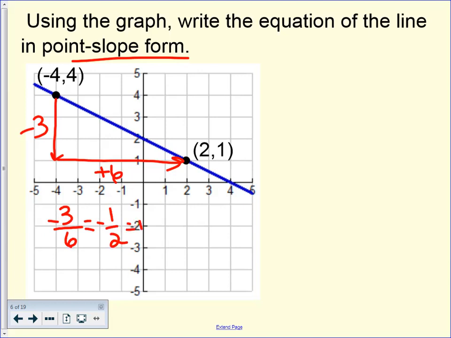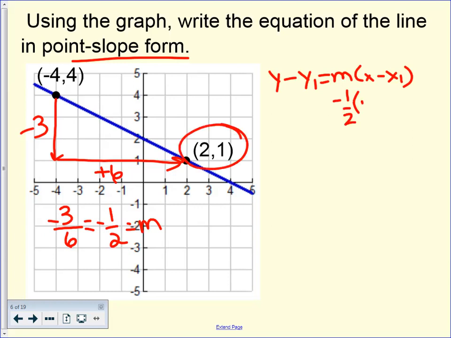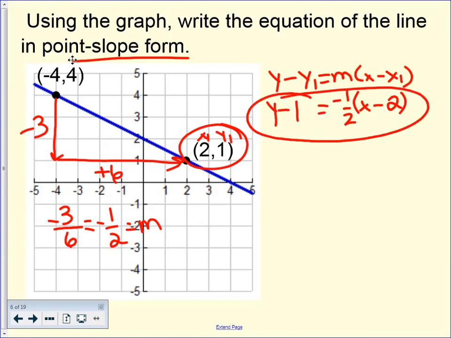So if that is my slope, then when I write my equation, y minus y1 equals m(x minus x1), I put my slope in at -1/2. I picked one of the coordinates. It does not matter which coordinate you pick. I'll go ahead and do this one first. X minus 2, because it was positive, so my equation needs to be negative. My y1 is 1, so y minus 1, and there's my equation.